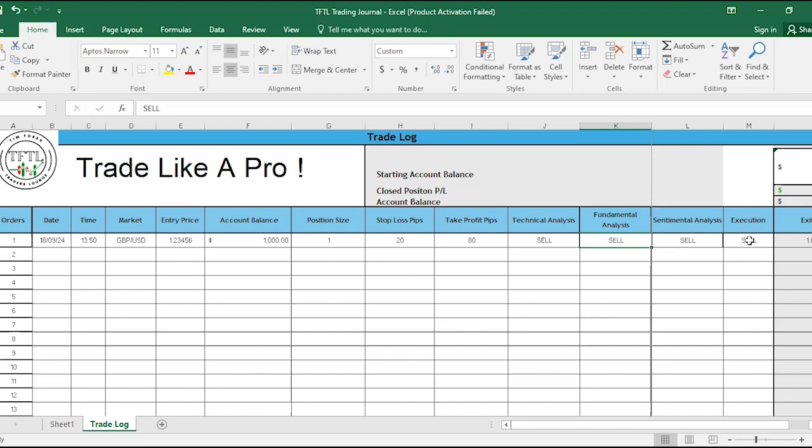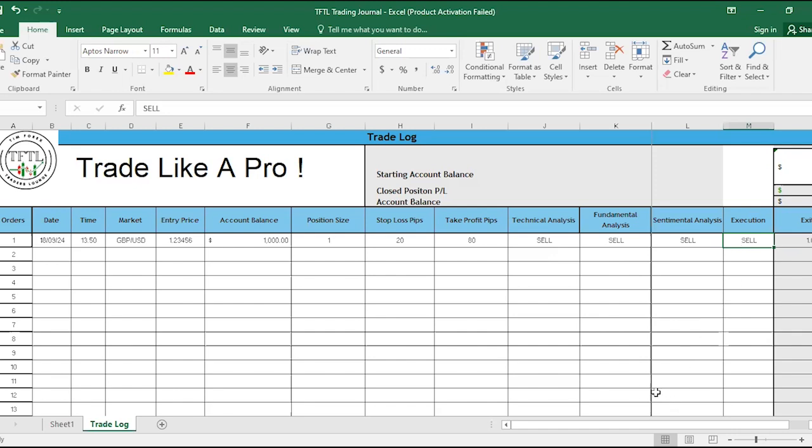And then now your execution. Your execution needs to rhyme or go hand in hand with your technical, fundamental, and sentimental analysis. So the technical analysis tells you it's a sell. The sentimental analysis tells you it's a sell. And probably if you're trading during the economic news event, maybe it's telling you it's a sell, depending on how the data comes out. And therefore your execution will definitely be a sell.